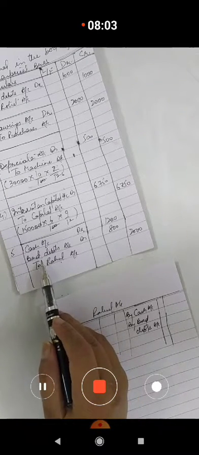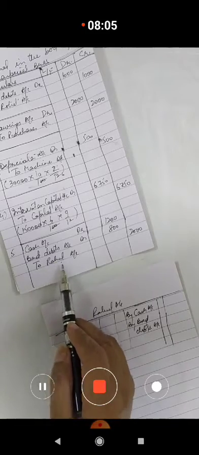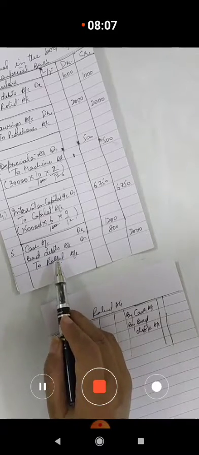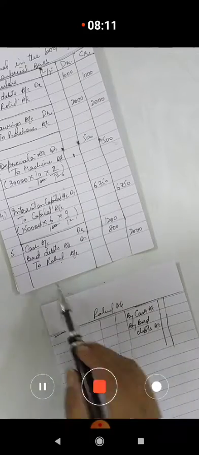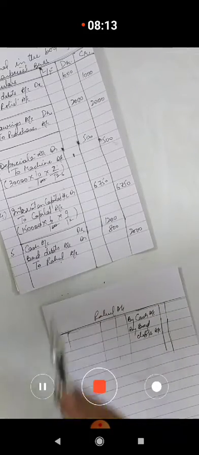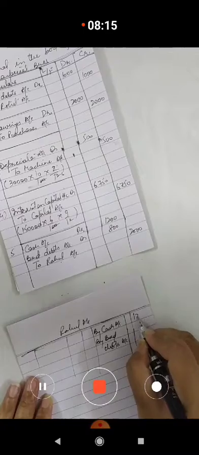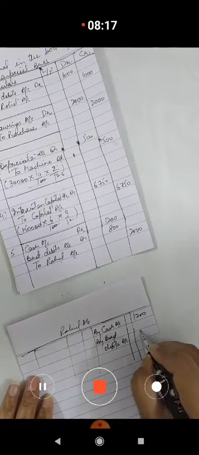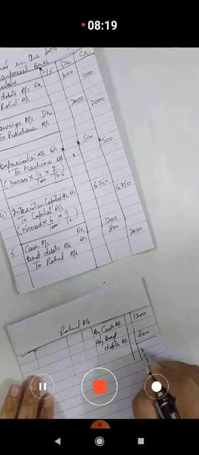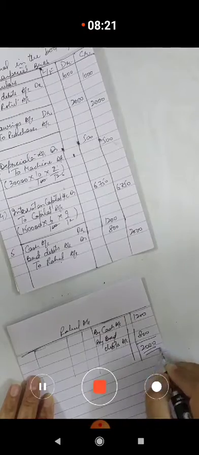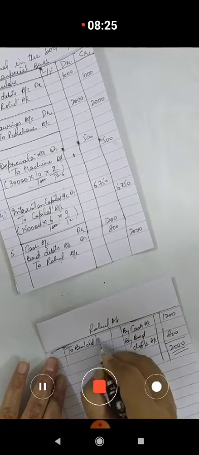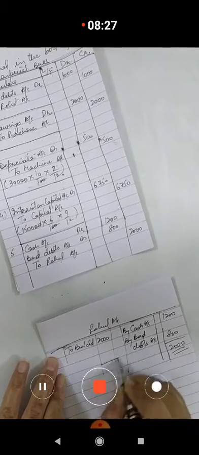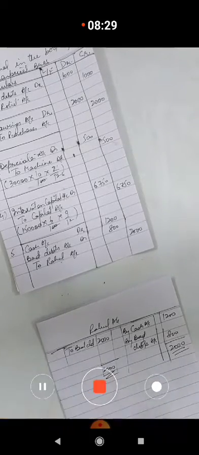If there are 3 entries, we will write all 3 entries. If 4 entries, we will write all the 4 entries. You have to write all those entries which are on the debit side when you make this Rahul account. Before cash you will write 1200, before bad debts you will write 800, then 2000 rupees, double and close, and you will close this account with to balance carry down 2000 rupees, 2000 rupees.